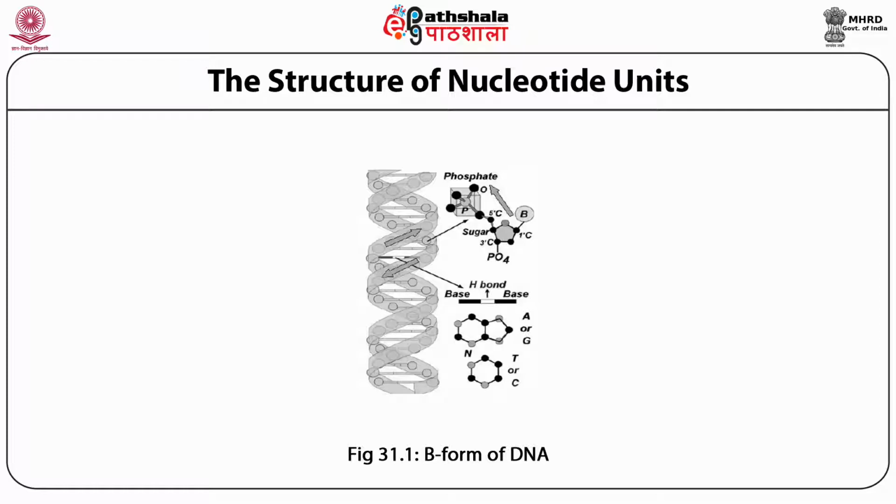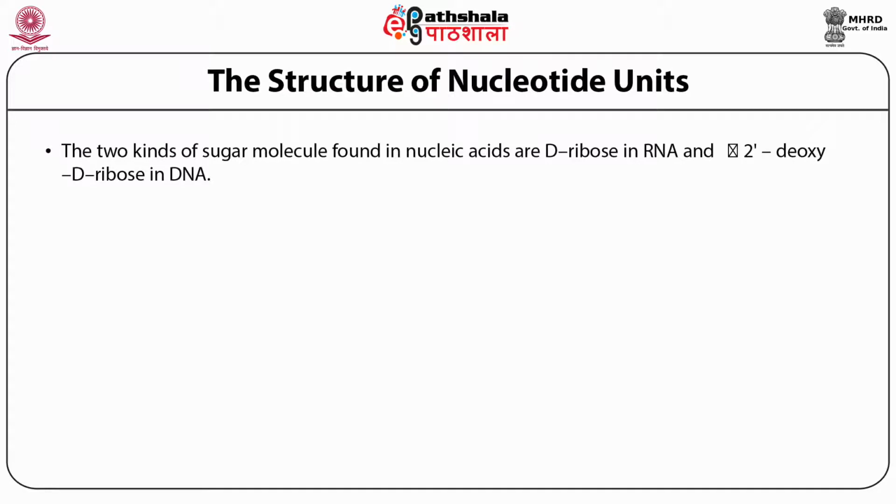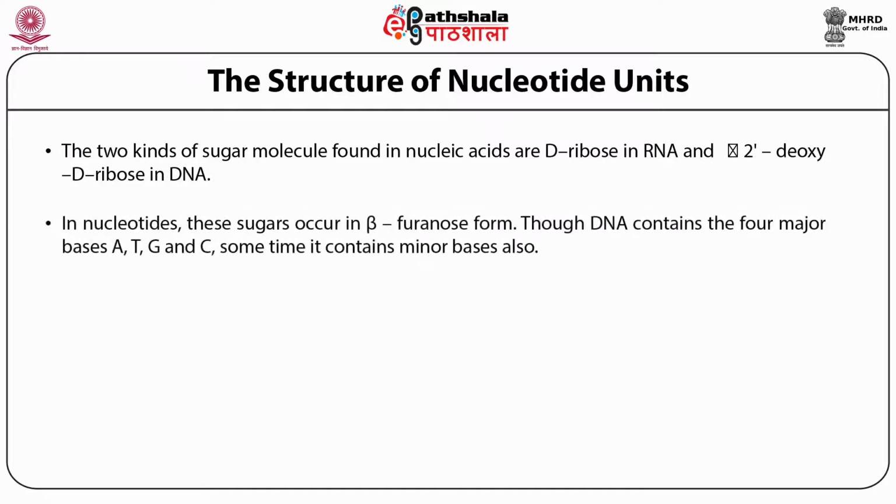The two kinds of sugar molecule found in nucleic acids are D-ribose in RNA and 2'-deoxy-D-ribose in DNA. In nucleotides, these sugars occur in beta-furanose form.